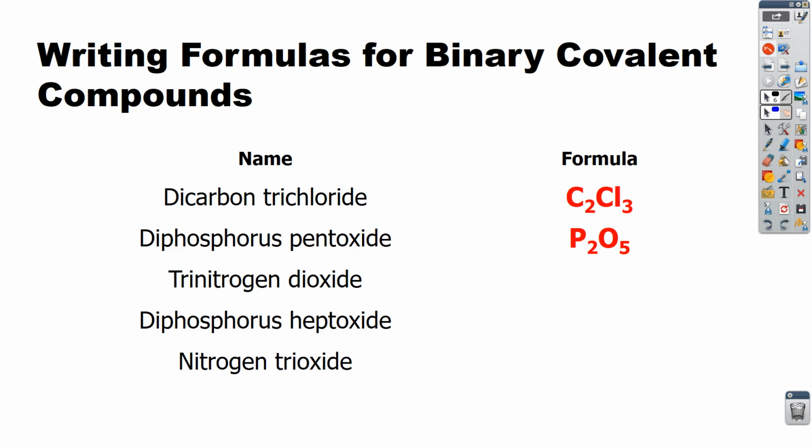P2O5. Trinitrogen dioxide. I have 3 nitrogen atoms for every 2 oxygen atoms or 2 oxides, diphosphorus heptoxide, 2 phosphorus atoms for every 7 oxygen atoms. Nitrogen trioxide, 1 nitrogen atom for every 3 oxygens.